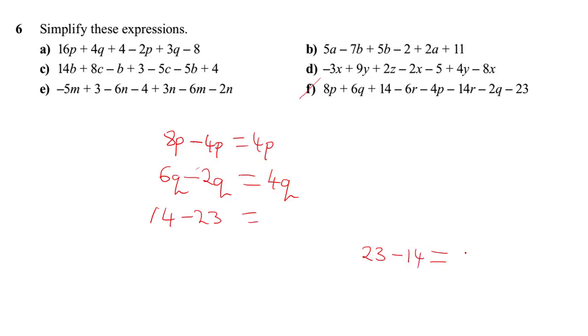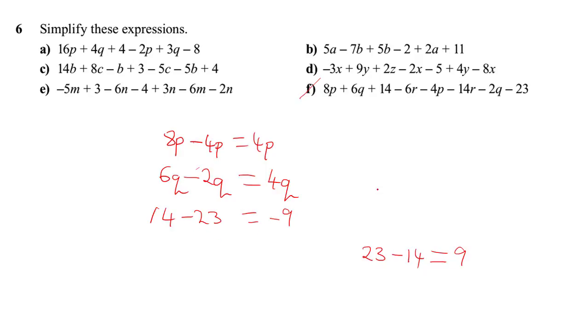And the answer here is going to be 9. Once you've done this, then you're just going to make 9 become negative because you swap them around. So this is going to be not 9, but negative 9. Okay, because it's the other way around. It's not 23 take away 14. It's 14 take away 23, which is going to be negative 9.